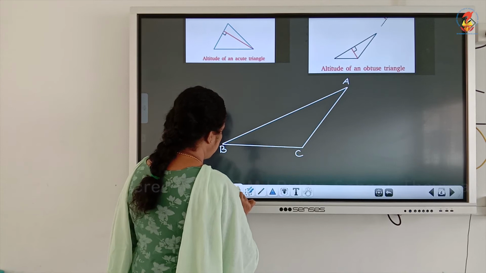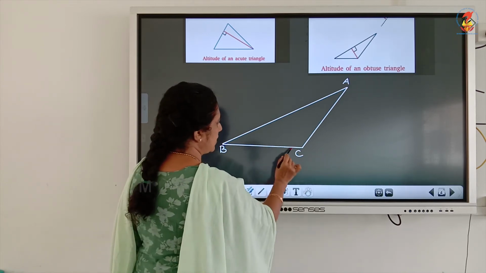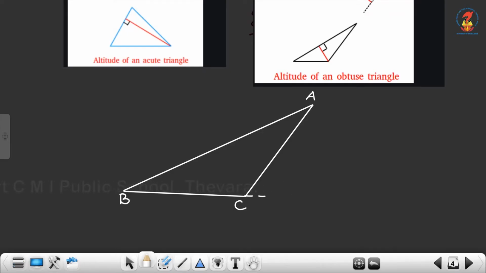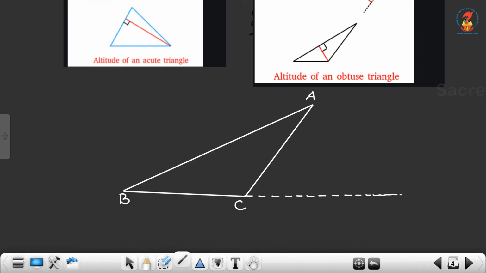So what we have to do is produce the side BC. First we have to produce the side BC. Then from A, you have to draw a line perpendicular to BC.